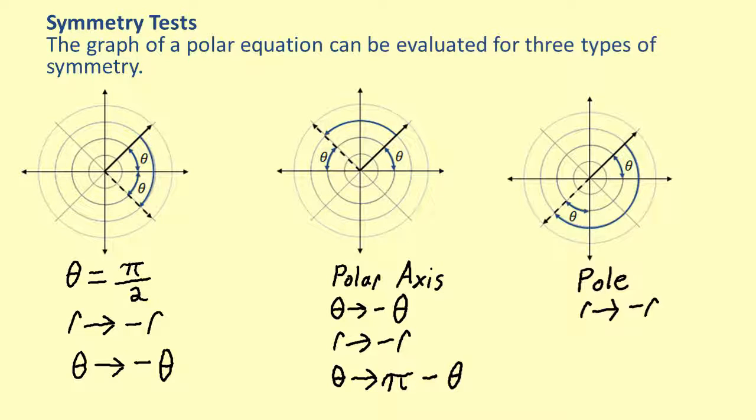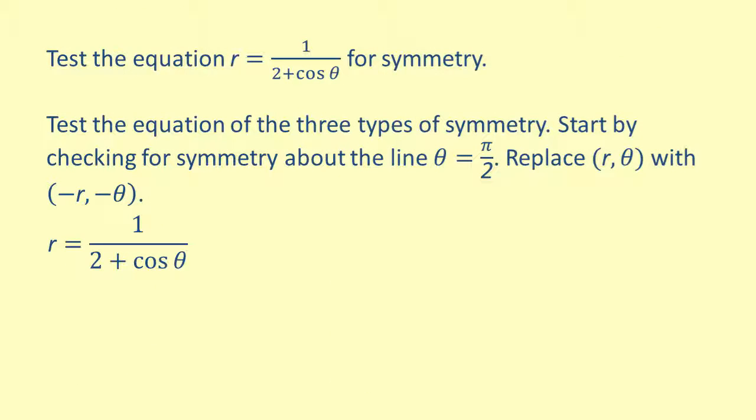Let's look at another example. Use the symmetry test to decide what type or types of symmetry the graph of r equals 1 over 2 plus cosine theta has. We'll begin by testing for symmetry across the line theta equals pi over 2. Replacing r with negative r and theta with negative theta, we now have negative r equals 1 over 2 plus cosine negative theta. Recall that cosine is an even function, so cosine negative theta equals cosine theta.